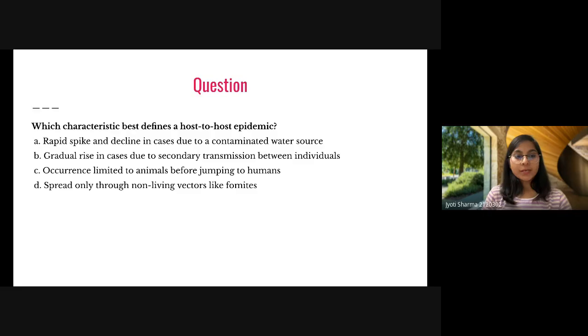Okay, the next question is, which characteristic best defines a host-to-host epidemic? The options are: A, rapid spike and decline in cases due to a contaminated water source. B, gradual rise in cases due to secondary transmission between individuals. C, occurrence limited to animals before jumping to humans. And D, spread only through non-living vectors like fomites. So you have to tell me the characteristics of the host-to-host epidemic. Okay.